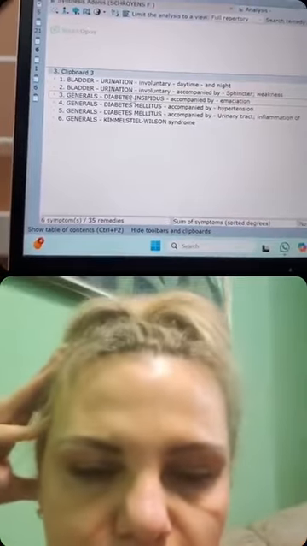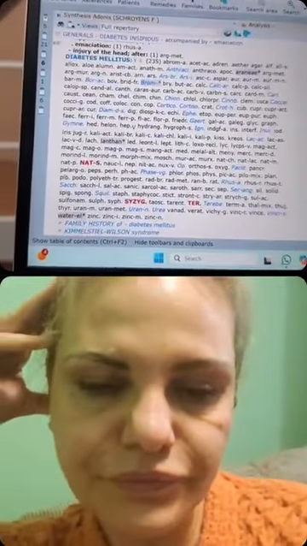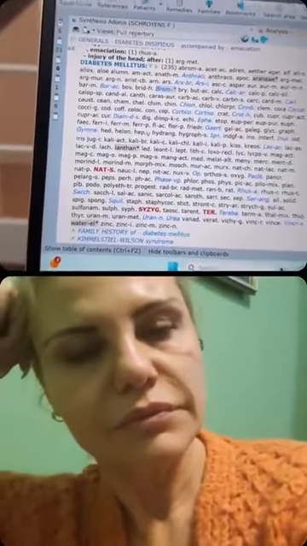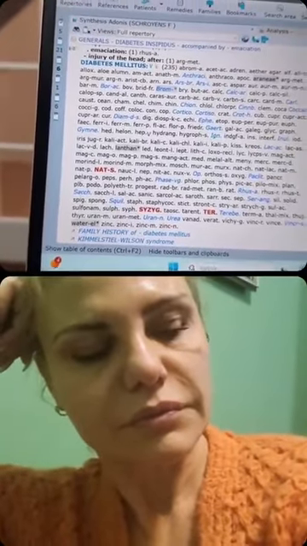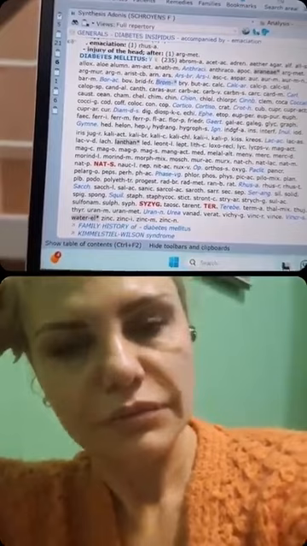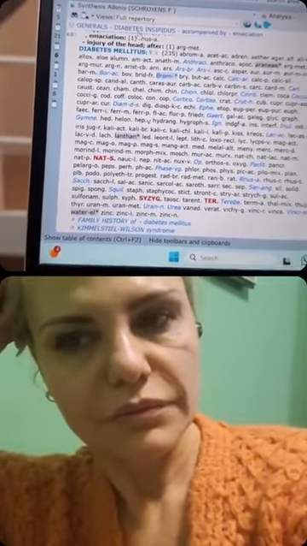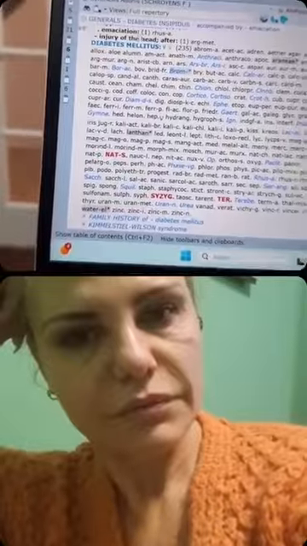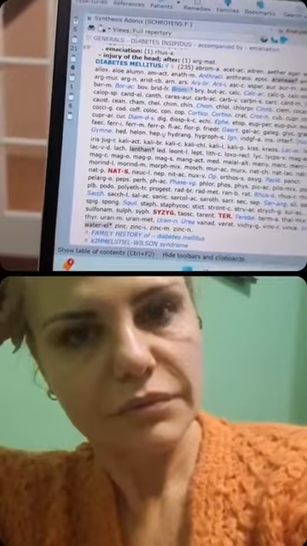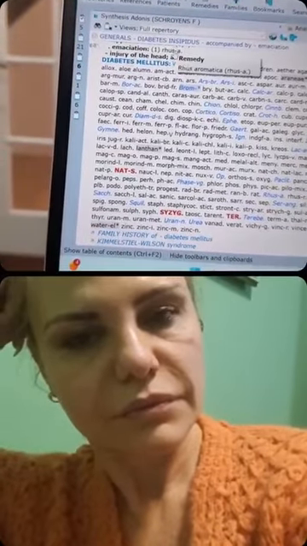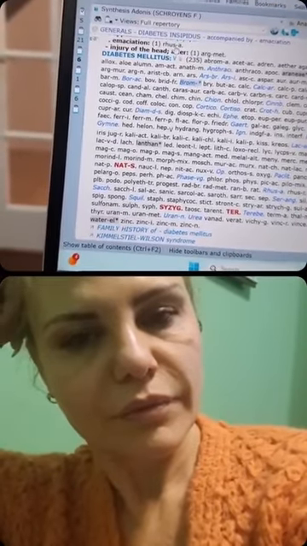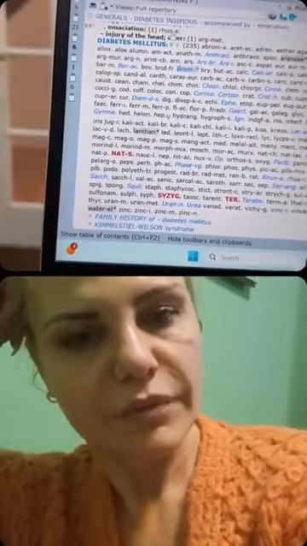Next is diabetes insipidus with emaciation. The person has diabetes, but along with it the person becomes emaciated, because before he was in good health, but after that the person becomes emaciated. Only a single remedy is here: Rhus aromatica. Only a single remedy.